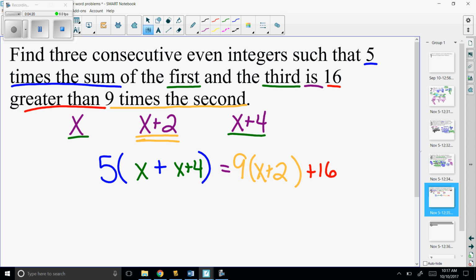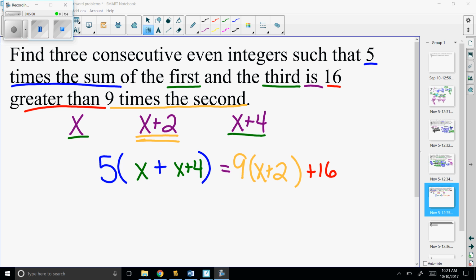So the setup of the equation: 5 times the sum of the first and the third, blue and green, is the left-hand side of the equation, which is equal to 16 greater, represented with the red, than 9 times the second, x plus 2, which is in orange. Does that look like something you can solve? Okay, you get a minute with your partner. You can grab some markers, grab some scratch paper, whatever. Go ahead and solve through that problem and tell me what your integers are. Go.